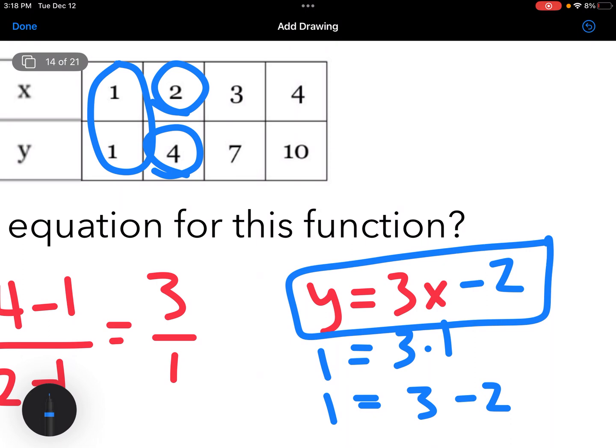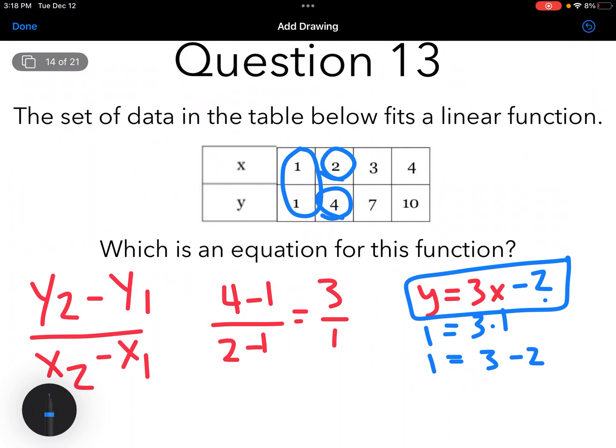So let's check that. 3 times 2 is 6. 6 minus 2 is 4. Yep, it works.